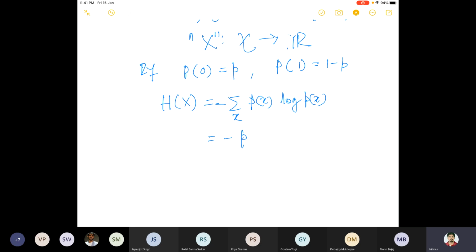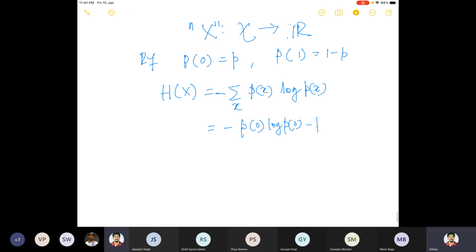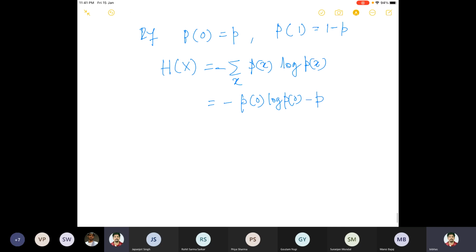So it is minus p of 0 log of p of 0, minus p of 1 log of p of 1, which is what? Minus p log p minus (1 minus p) log of (1 minus p). So this is my entropy.